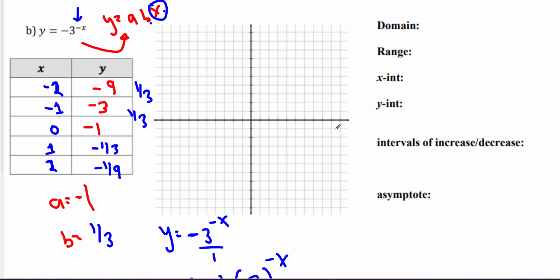So here we have our table of values. They're completed. Negative 2 and negative 9. Negative 1 and negative 3, 0 and negative 1, so that's here. 1 and negative 1 over 3, so that's like halfway roughly, and that is going to go like this.